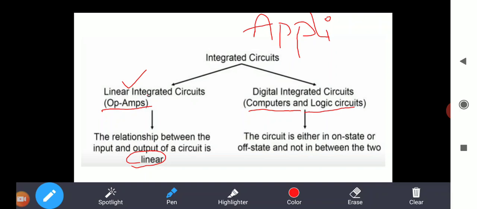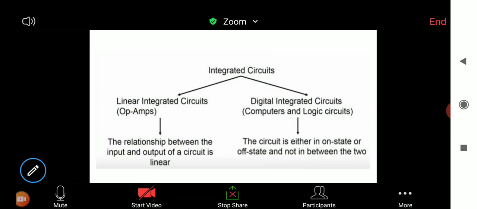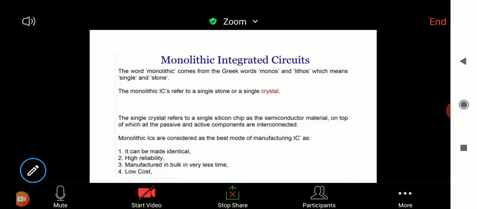The digital circuit is either in the on state or the off state, or 0 or 1. This is based on the fabrication. Based on the fabrication, ICs are classified into monolithic ICs and hybrid ICs.